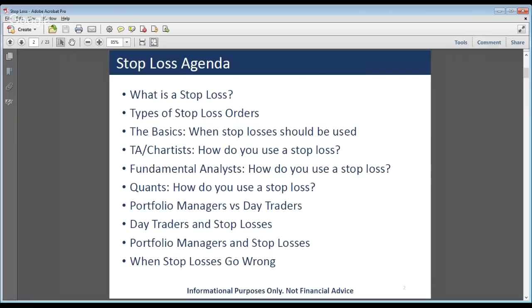Now, all of this is for informational purposes only. It's not financial advice, so keep that in mind. I'm just trying to help everyone understand how to utilize stop losses. So please use this as informational purposes.